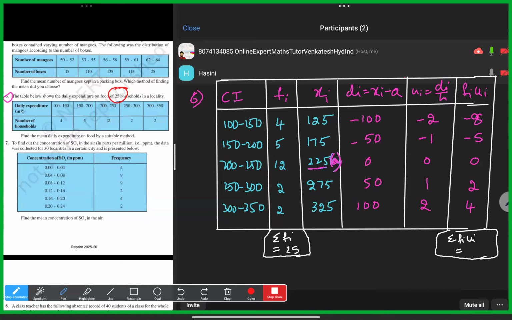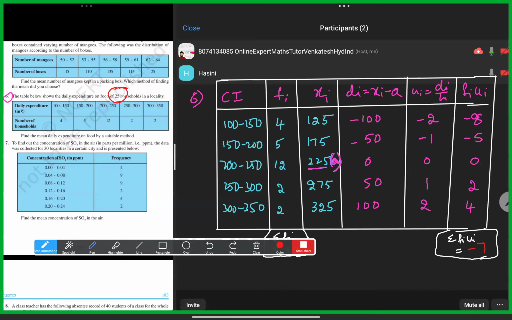Sigma FiUi, Hasni. Sir, is it -7? How much, Hasni? Is it -7? Minus 8 minus 5 is minus 13, plus 4 plus 2 is plus 6. Minus 13 plus 6 is minus 7.